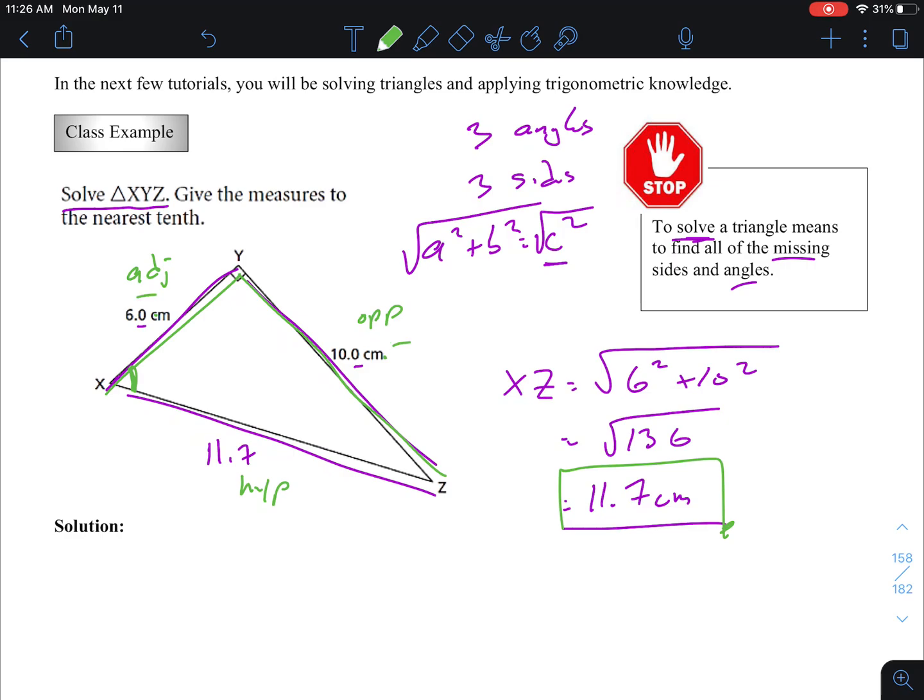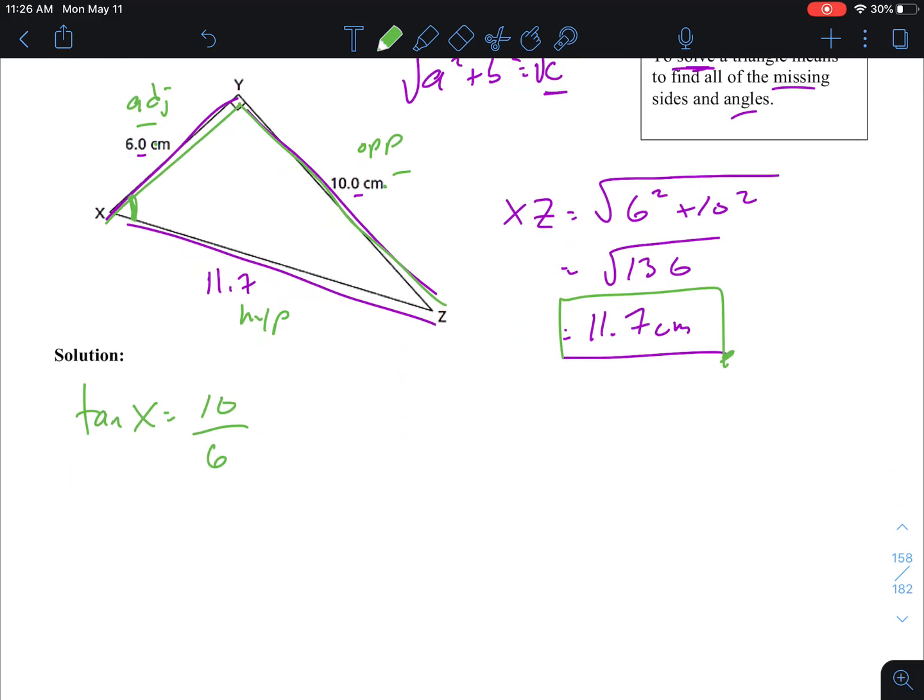So which trig ratio am I going to end up using here? That's going to be tan. Okay, so I'm going to write tan of angle x is equal to my opposite side divided by my adjacent side here. Now again, I want to solve for my angle, so I need to use the inverse function.